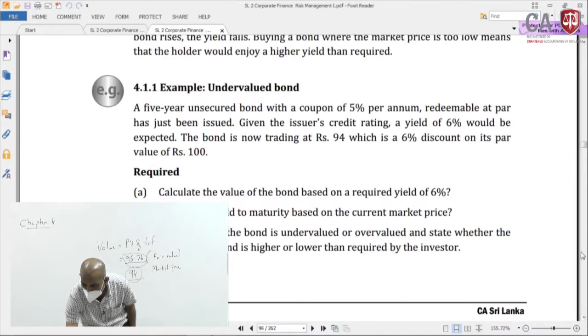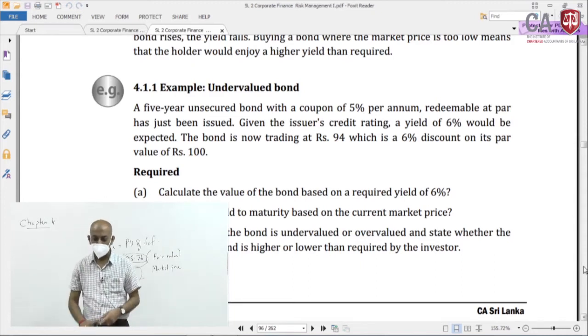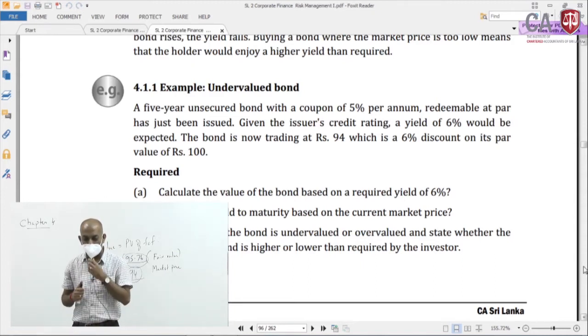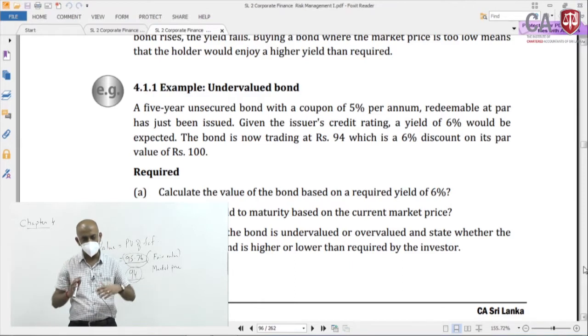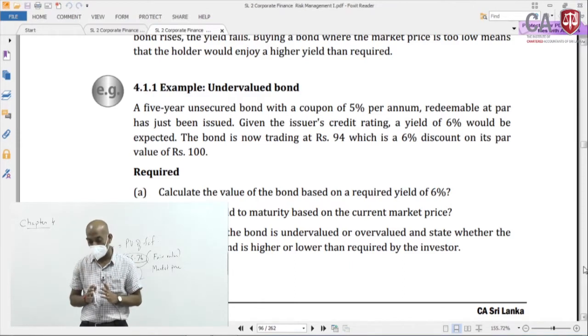Third part of the question. State whether the bond is undervalued or overvalued, and state whether the yield on the bond is higher or lower than required by the investor. So there are two parts. The examiner has given a very simple question, but he wanted you to get the idea properly.